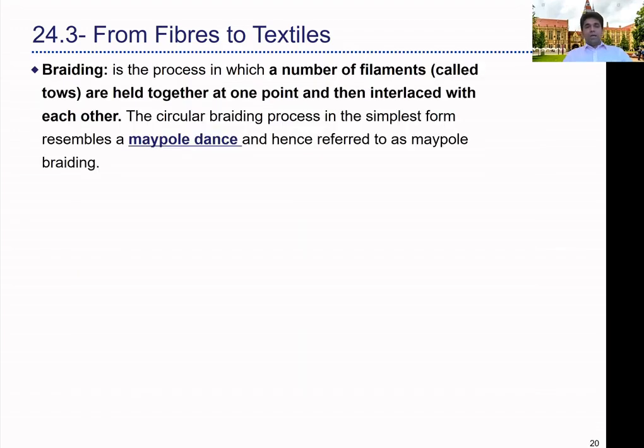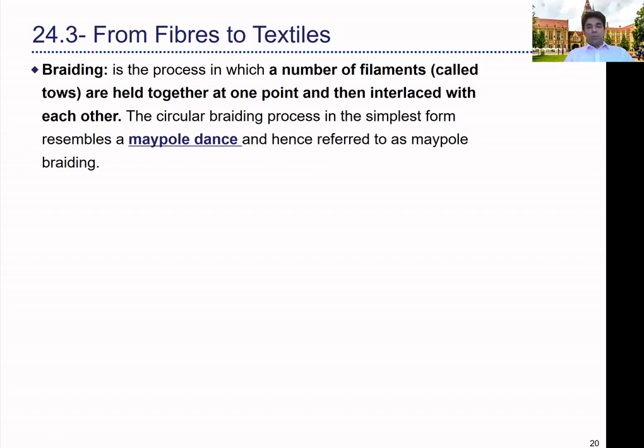Then let's look at the braiding process. This is another method that we can use to manufacture textiles from the fibers or yarns. In this process, a number of filaments, we call them tows, are held together at one point and then interlaced with each other. One end of the fibers is held at that point, and then each individual fiber follows some pattern to create the required geometry.